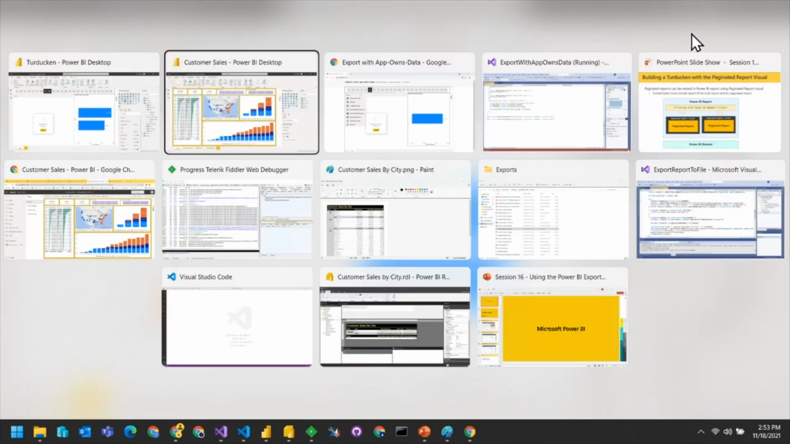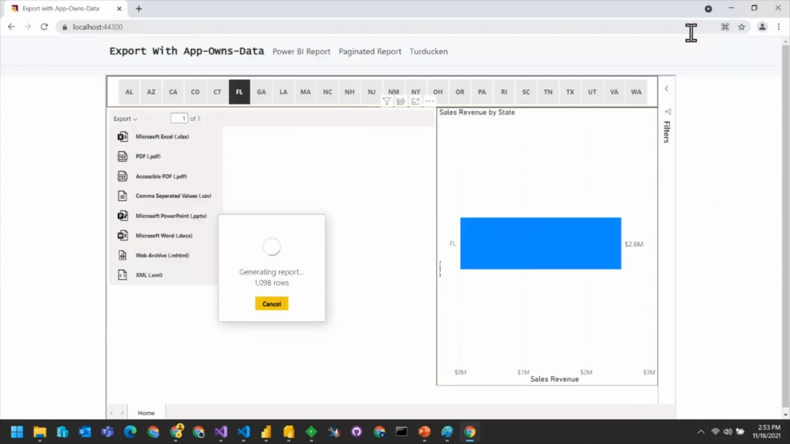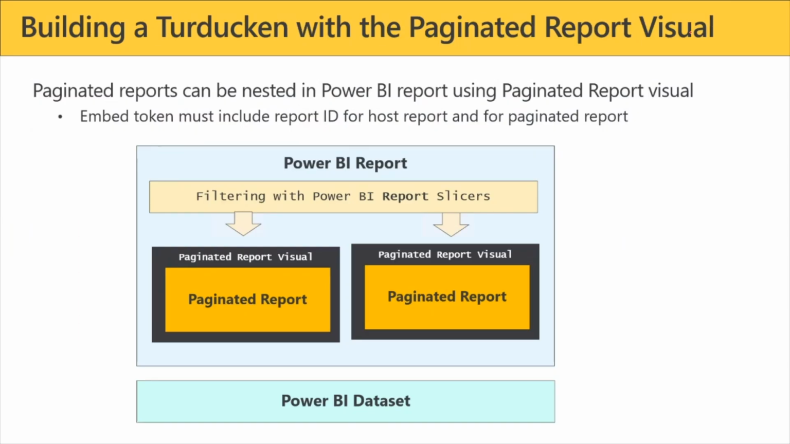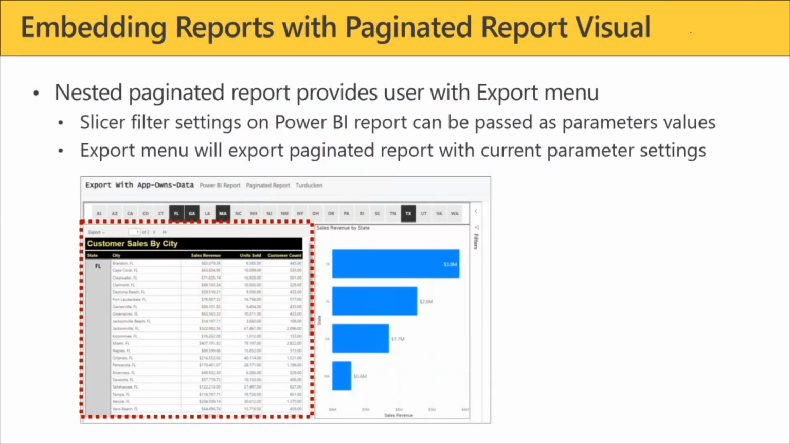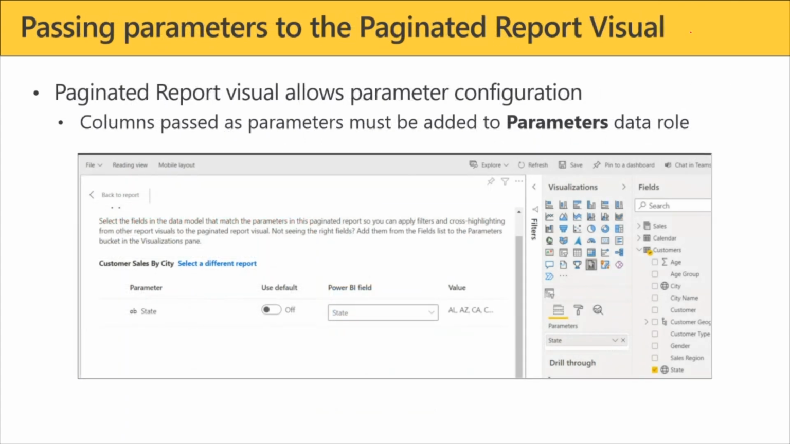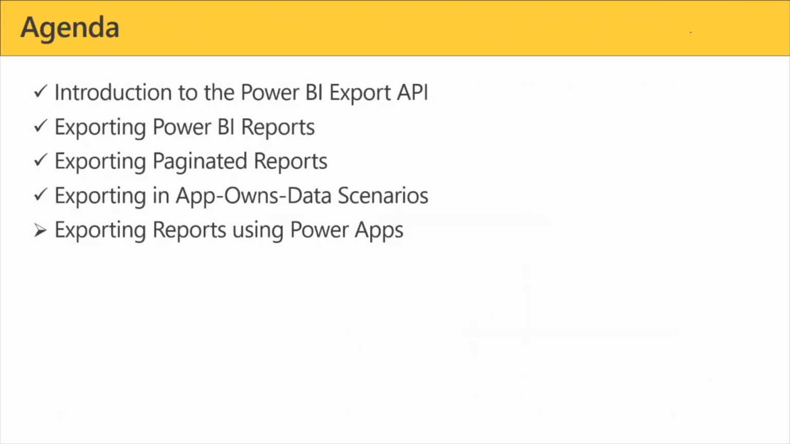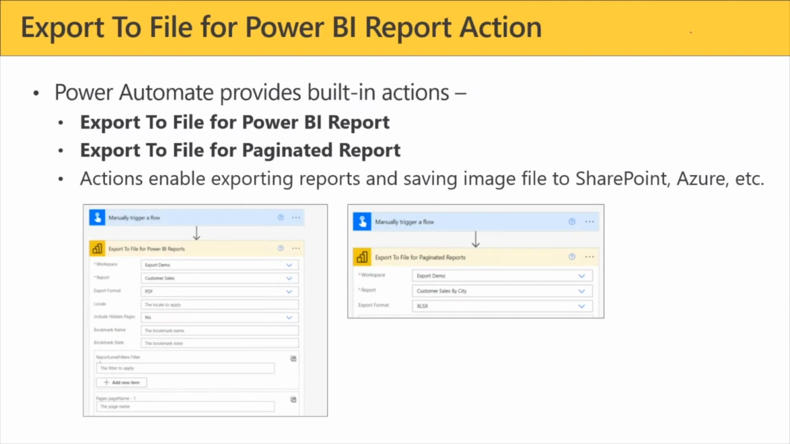Okay. Now, I think we've gotten down to where we just have one more section left. But the moral of the story is that in AppOwnsData embedding, it's a lot of work to give the users the ability to export reports and report pages and visuals, but it's possible. If you move to Paginated Reports, users can just on demand export things because of the built-in export menu. Now, we're going to finish off with one more gratuitous topic, and that's exporting reports using Powerapps.